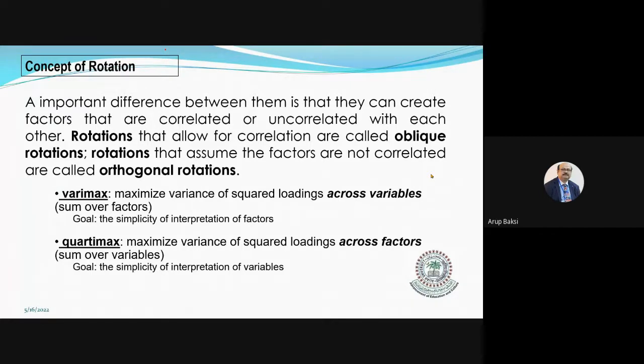An important difference between the rotations: we have two different kinds of rotation. One is the oblique and one is the orthogonal rotation. Rotations that allow for correlations are called oblique rotations, and rotations that assume that the factors shall remain uncorrelated with each other are orthogonal. So if there are certain differentiating issues between the extracted factors, then we go for the orthogonal rotation. At the very beginning, I made it clear that it is the objective of the researcher. The researcher has to decide whether to maintain a set of highly correlated factors or a set of highly uncorrelated factors. Based on that particular objective, the researcher may adopt an oblique rotation or an orthogonal rotation.